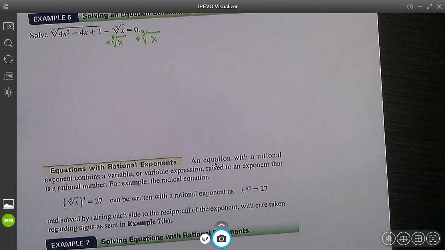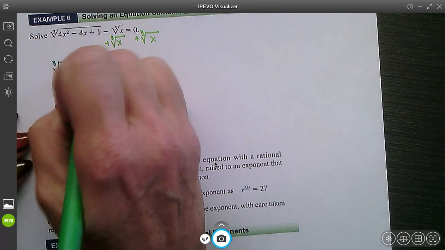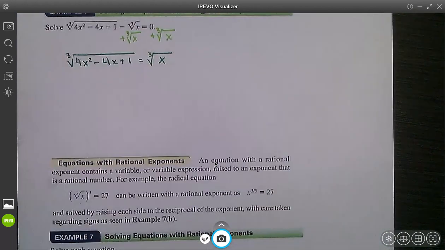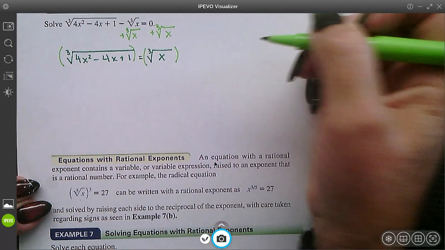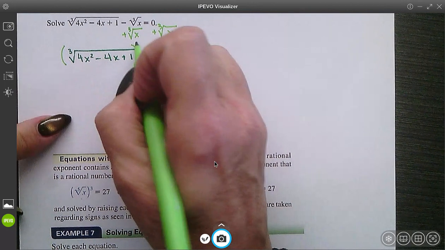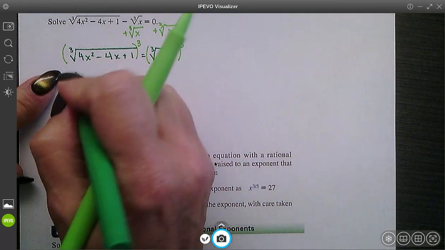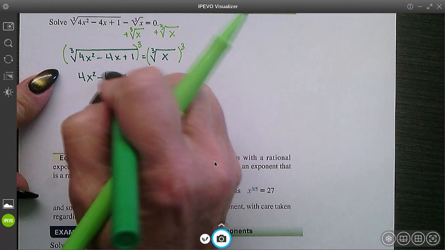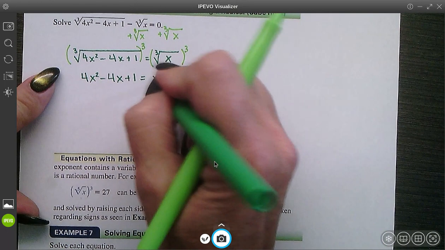So now I have the cube root of 4x squared minus 4x plus 1 equals the cube root of x. Then I have to put both sides of the equation in parentheses and raise it to the power that's in the index. So this time I will be cubing. And when you cube a cube root, those two operations cancel each other out. So I have 4x squared minus 4x plus 1 equals x.